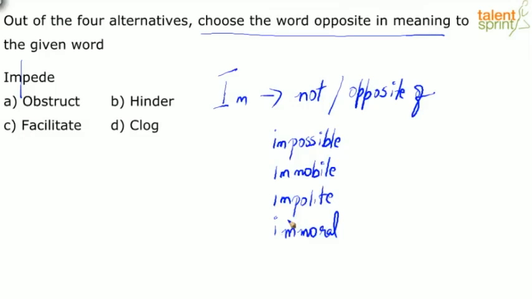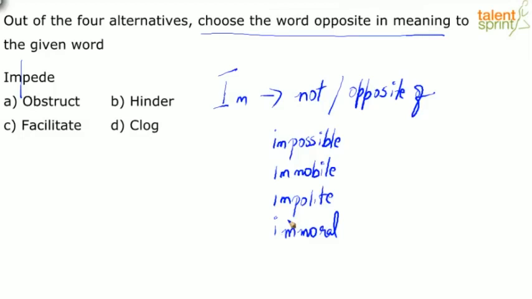Impatient, yeah. A lot of you are giving me a lot of example words. Now, we are talking about something that is not allowing movement or progress. And from my options, what are those words? Something that obstructs, something that hinders, and something that clogs, right?